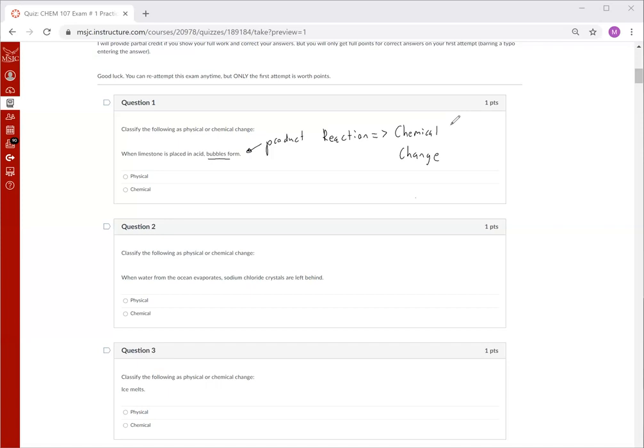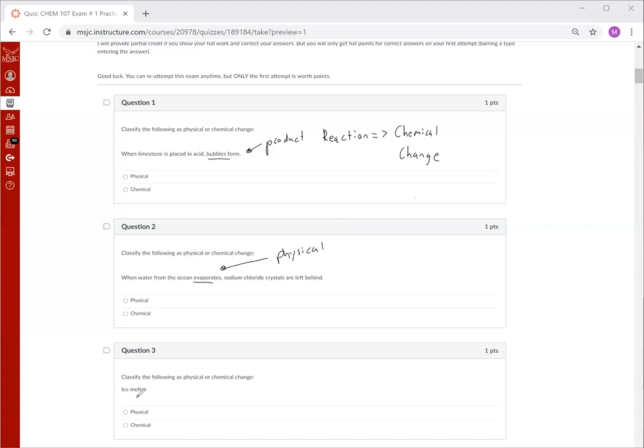So let's keep going and classify the following as a physical or chemical change. When water from the ocean evaporates, sodium chloride crystals are left behind. What does evaporation remind us of? Is that a physical or chemical change? Physical. Yep, exactly right. So this would be a physical change.